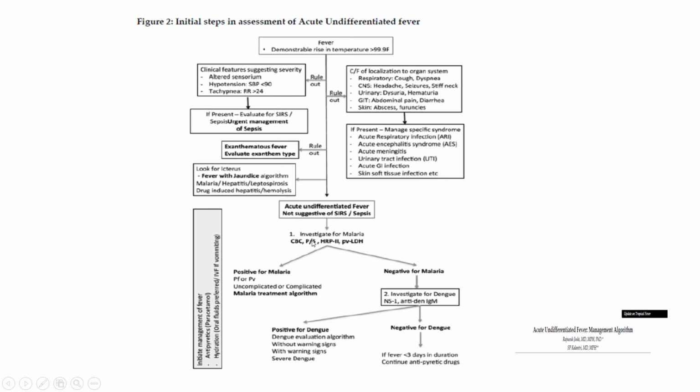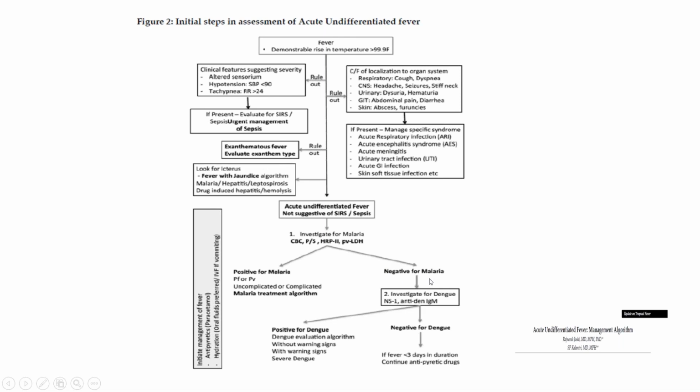The first thing you need to investigate is malaria, and you are likely to do a complete blood count, which may show you thrombocytopenia. You will do a peripheral smear examination, and then you will do one of the rapid tests for diagnosis of malaria. If you are able to diagnose malaria, please start the malaria treatment algorithm.